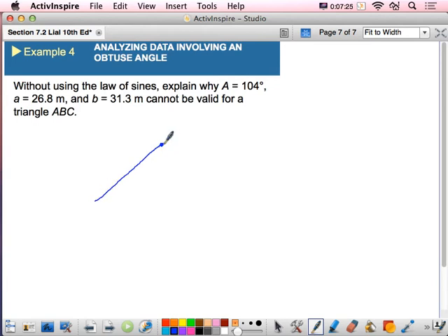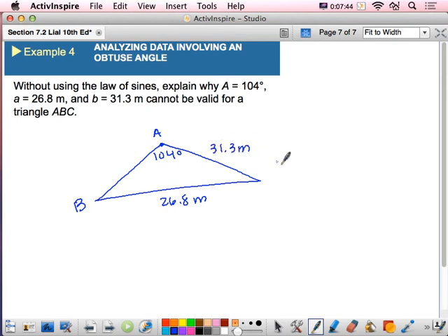We know that little a is 26.8 meters. We will call this angle B, and we know that little b is 31.3 meters. And this will be angle C. We want to explain how we know that that cannot happen. What has to be true about the longest side of a triangle? It has to be opposite the largest angle. And the smallest side has to be opposite the smallest angle, and so on. That has to be true for any triangle.